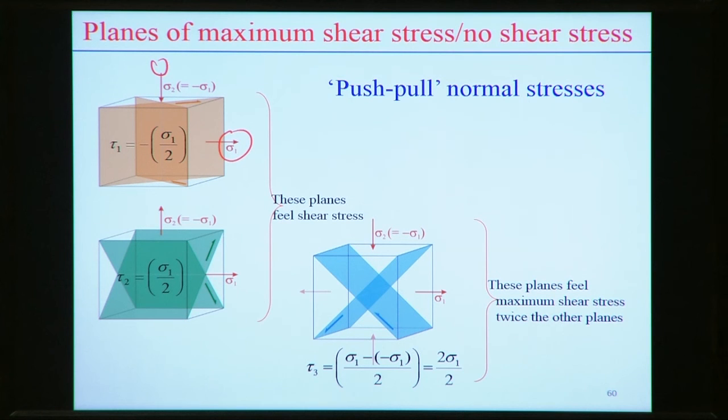But certain planes also exist within the unit cell, marked here this way. Those planes are subjected to maximum shear stress twice that of the other planes, so twice sigma 1 by 2. That means this is twice what is subjected in this case, tau 1 and tau 2. Tau 3 is basically 2 times the shear stress compared to the other stresses. So these are the typical stresses that exist with the application of different loads within the cubic crystal structure.